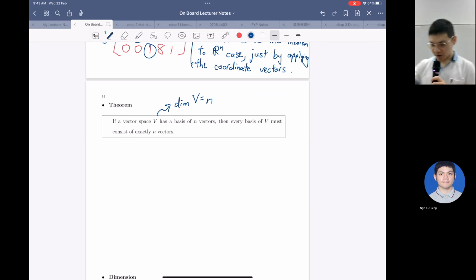So how to prove this? Actually, this is an easy proof. Every basis must consist of exactly n vectors. So suppose we have two.